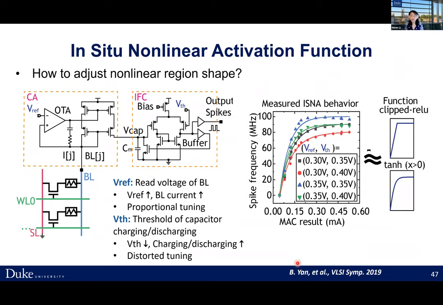So in neural network implementation, there is always an activation function. ReLU is the most popular, as you know, right? However, ReLU is not good for some networks because it doesn't have an upper boundary. So what we proposed is called in situ nonlinear activation functions. Basically we use these designs to realize clipped ReLU or tangent functionalities, okay?